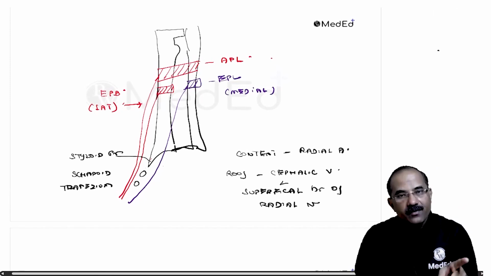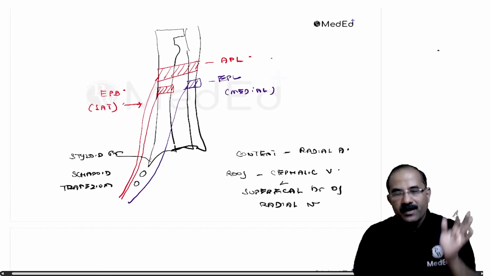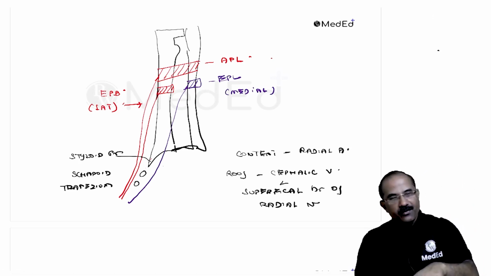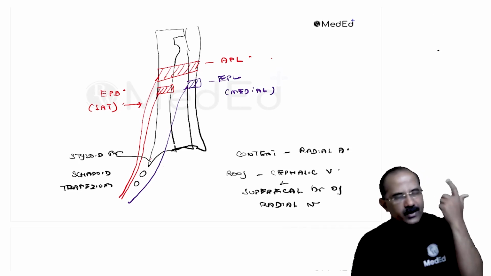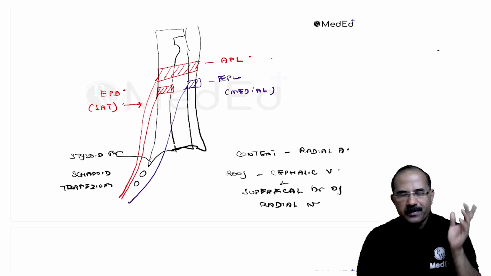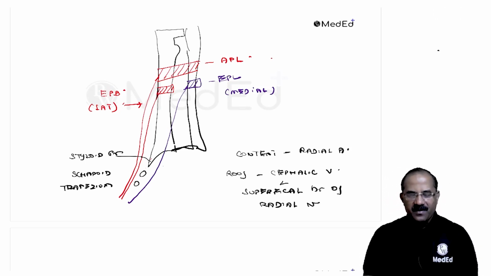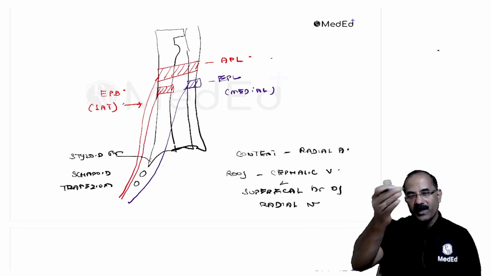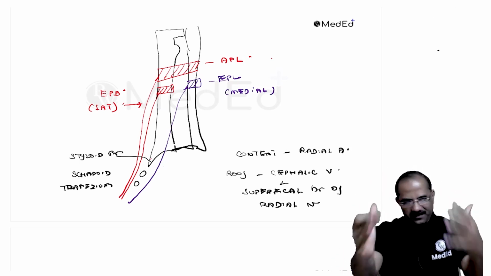Is the snuff box clear? Will you be able to answer the MCQs on the boundaries of the snuff box? Lateral boundary is formed by abductor pollicis longus and extensor pollicis brevis. The medial boundary is formed by extensor pollicis longus. The floor is formed by the styloid process, the scaphoid and trapezium, I'm so sorry. The content is the radial artery, and the roof has the cephalic vein and the superficial branch of radial nerve. That's how you should revise. Perfect.